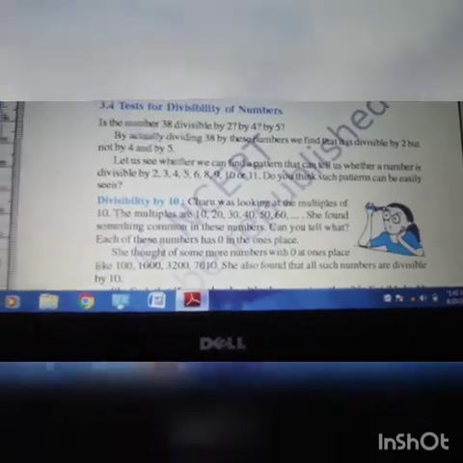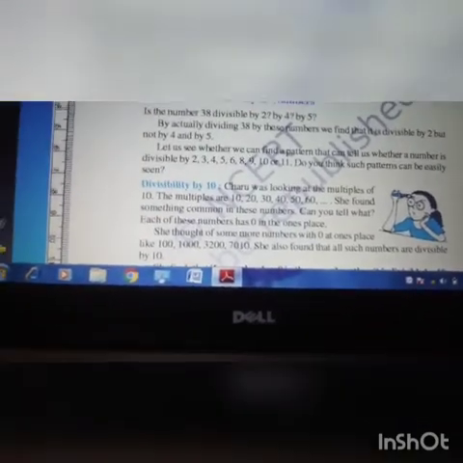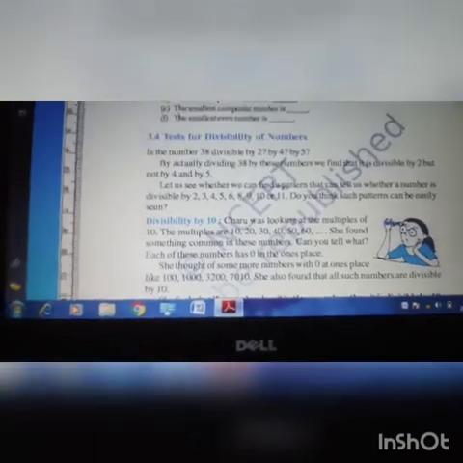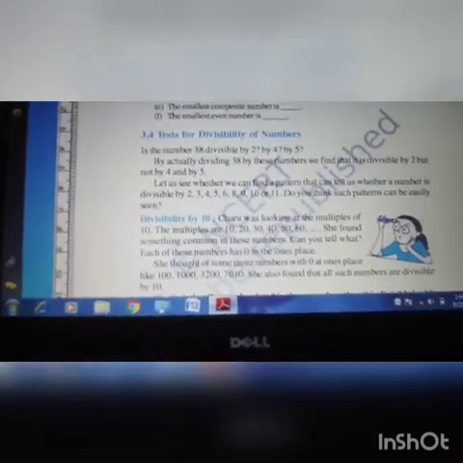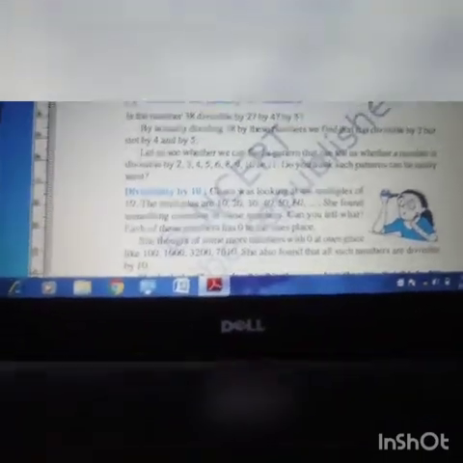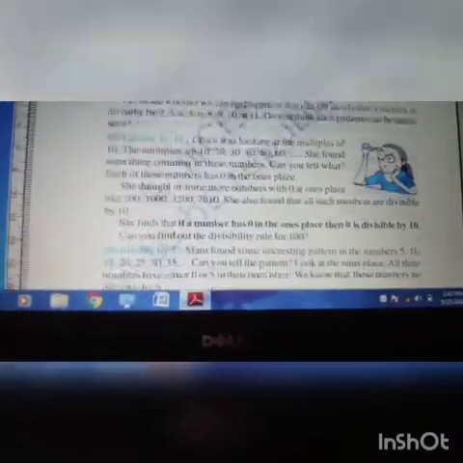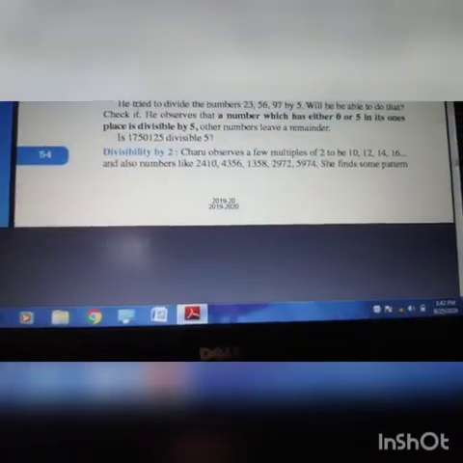Next, divisibility tests for numbers. I have already told you the divisibility test for 2: the last digit is even. For 3, the sum of all the digits is a multiple of 3. For 4, the last 2 digits are divisible by 4. For 5, the last digit is 0 or 5. For 6, it should be divisible by 2 and also by 3. Then 7, it is not that much used, you can divide and see. For 8, take the last 3 digits and divide by 8. For 9, if you add the digits, the sum should be a multiple of 9.